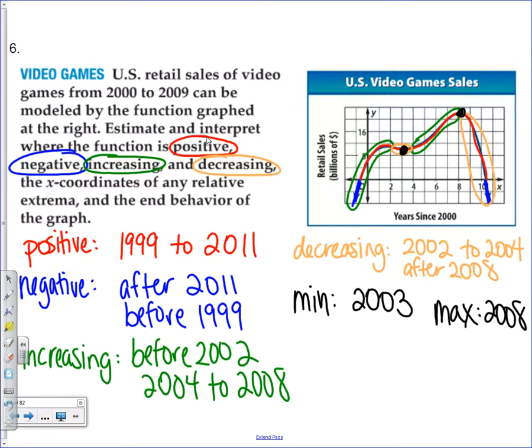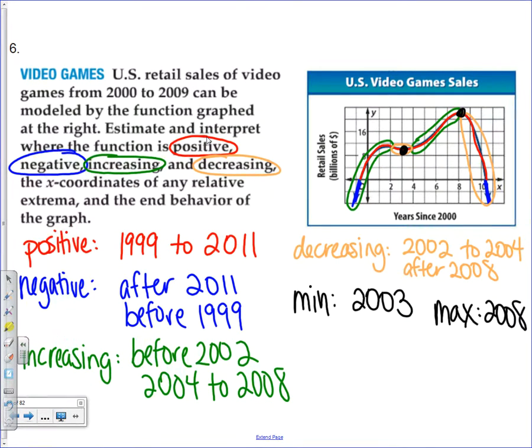Okay, listen. It's just the x coordinate that I'm looking for. Read right here. See how it says the x coordinates? Okay. All right. I'm almost done. The end behavior. This is where I actually get to look at the arrows.